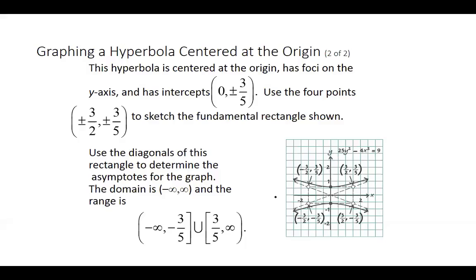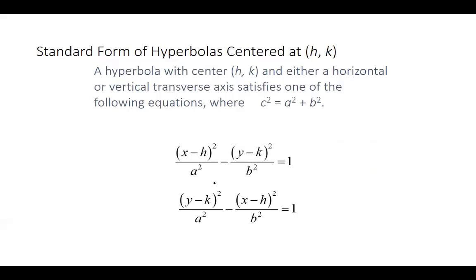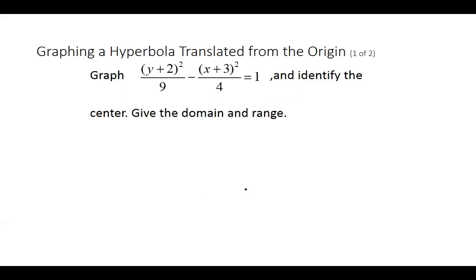However, the range would be from negative infinity to this point here, minus 3/5, and from 3/5 all the way to positive infinity. The hyperbola with the center at h, k and either a horizontal or vertical transverse axis satisfies one of the following equations. c squared is equal to a squared plus b squared for the hyperbola, and these would be the general equations of a hyperbola where the center is not at 0, 0 anymore. The center would be at h, k.